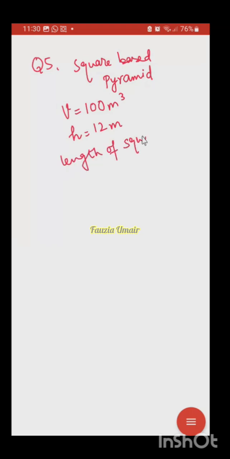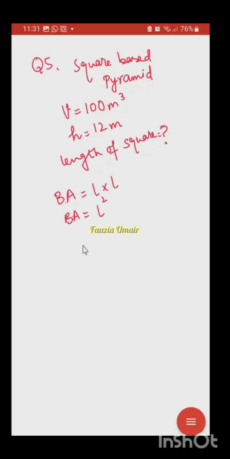Right? So how are we going to do it? Which formula should we use? We need to use volume. So we'll make base area in this particular question L square, because in a square both the sides are equal. So base area this time is L square. So that's what we need to use. Okay? Base area is L square.